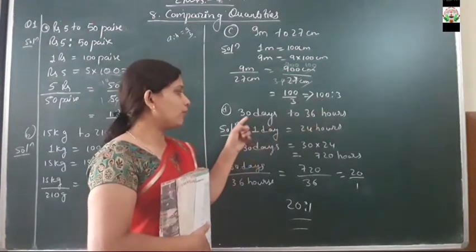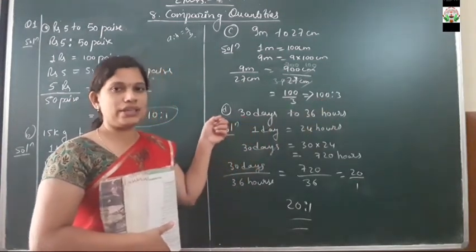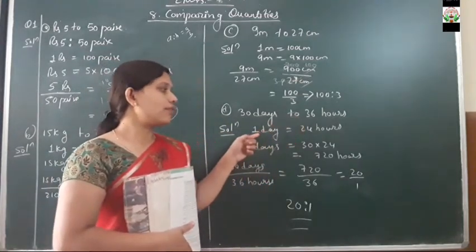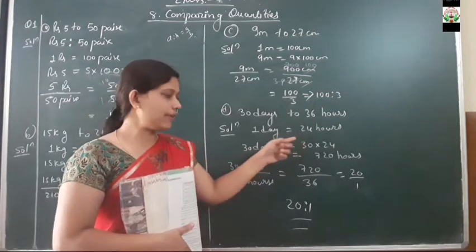Clear? Now moving towards the D part of the question. Here what is that? 30 days to 36 hours. So one day is equal to 24 hours we are having, isn't it?